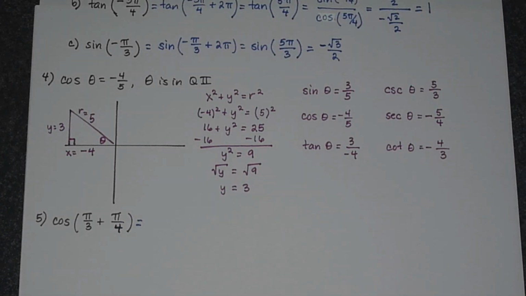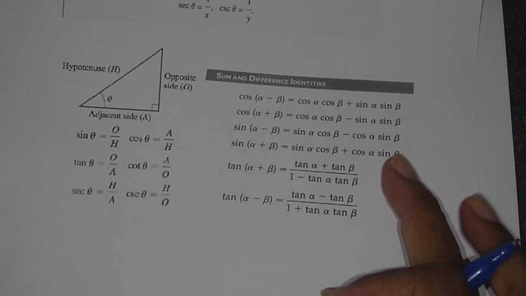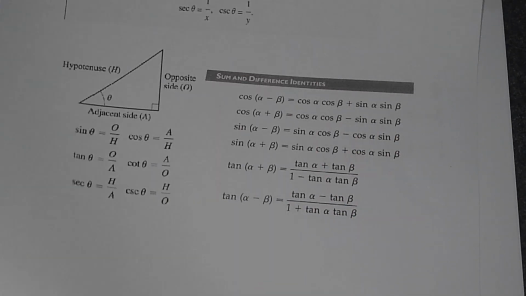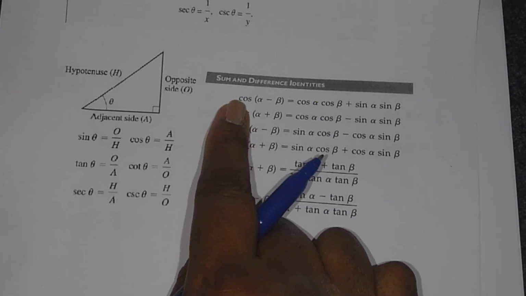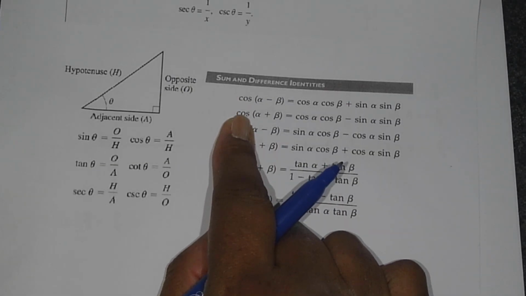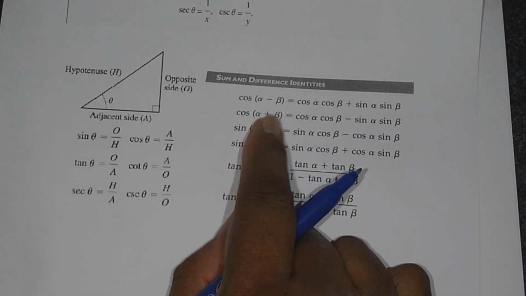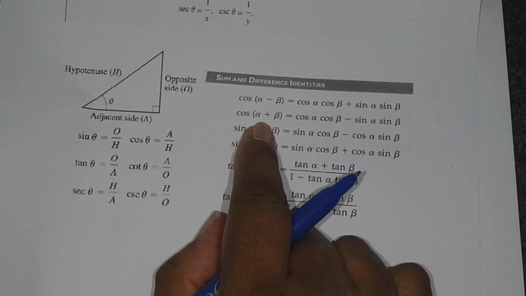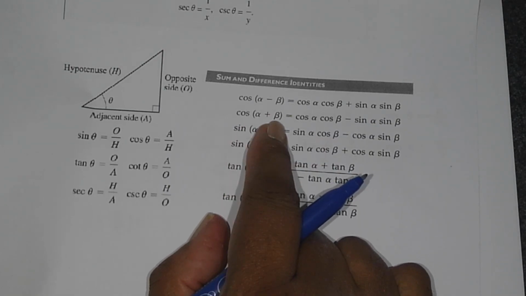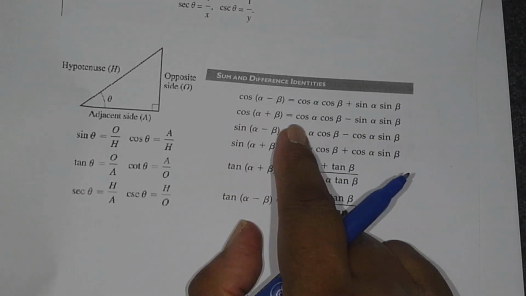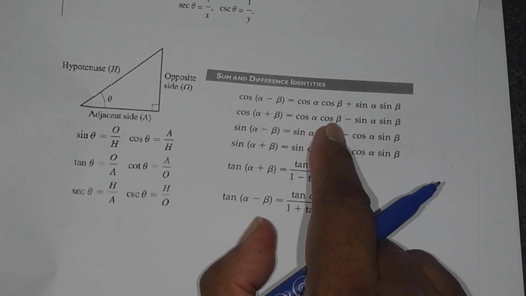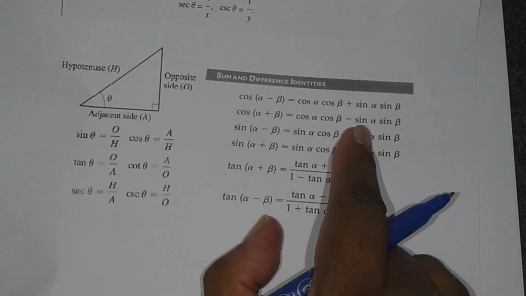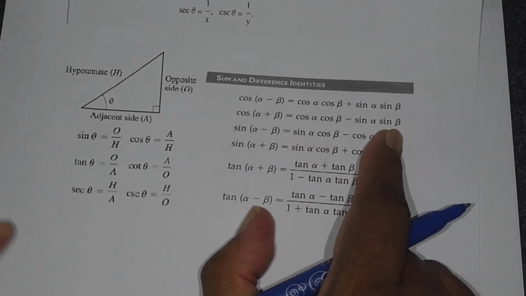In this case, we have to use these sum and difference identities right here. And in this case, we're dealing with the cosine, so it's got to be one of these two right here. And we got the plus sign, so it narrows down to this one, cosine of alpha plus beta. And we write it like this: the cosine of alpha, cosine of beta, minus sine of alpha, sine of beta.